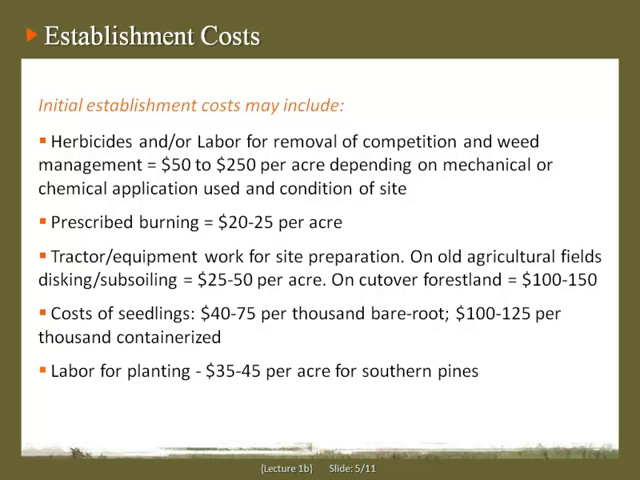Cost of seedlings equal $40 to $75 per thousand bare root seedlings, or $100 to $125 per thousand containerized seedlings. And labor for planting, if you hire it out, can be anywhere from $35 to $45 per acre for your southern pines.